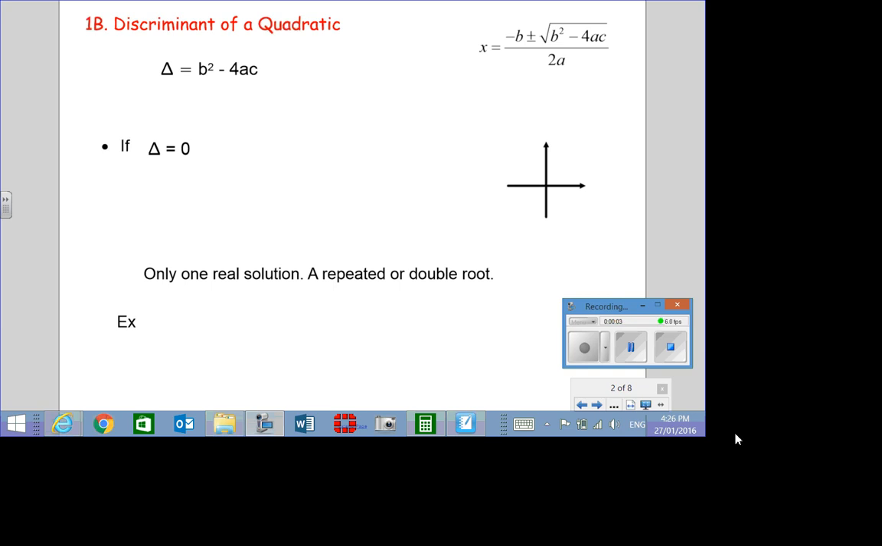Hello, Year 11. We're going to continue with our discussion on discriminants today. So last time we talked about the quadratic formula, which is this right here, should look familiar. Just this part underneath the radical, or in the surd, is your b squared minus 4ac.